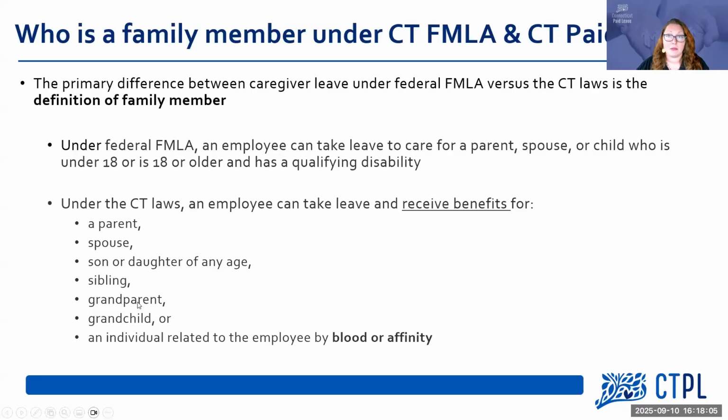So who is a family member under Connecticut FMLA and Connecticut paid leave? The primary difference between caregiver leave under federal FMLA versus the Connecticut law is the definition of a family member. So under federal FMLA, an employee can take leave to care for a parent, spouse, or child who is under 18 or over 18 and has a qualifying disability. Under the Connecticut FMLA, an employee can take leave and receive benefits for a parent, spouse, son or daughter of any age, sibling, grandparent, grandchild, or an individual related to the employee by blood or affinity.